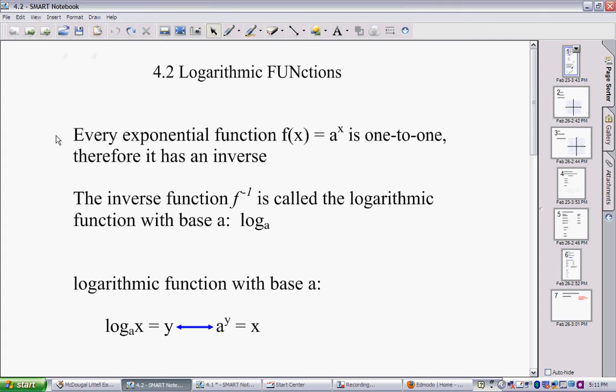Logarithmic functions. For every exponential function, f of x equals a to the x, they're 1 to 1. So therefore we know it has an inverse, and that inverse function is a logarithmic function with base a. So it's called log base a. Logarithmic functions with base a take the form log base a x equals y, and we can switch that over to an exponent for calculation purposes: a to the y equals x.